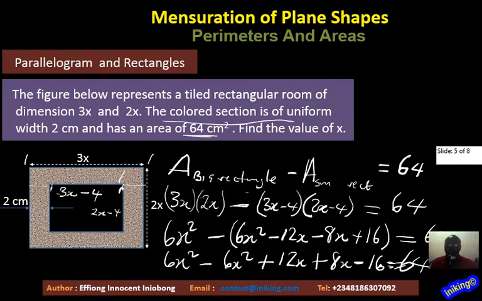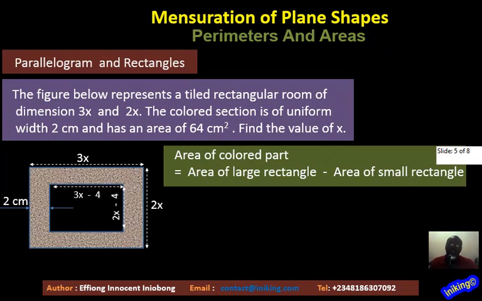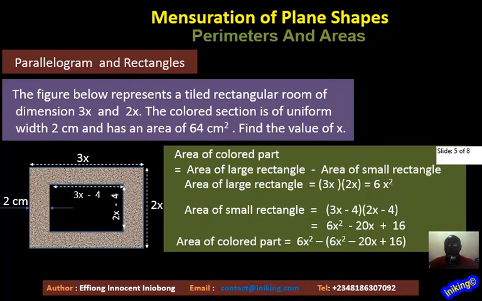Let's go to the next slide and see what we have there. So that's it, the area of the colored part will be area of large rectangle minus area of small rectangle, as we have just said. You can see there that the length of the inner rectangle is 3x minus 4, and the width of the inner rectangle is 2x minus 4. The area of the large rectangle is 3x times 2x, exactly what we did, and that's 6x squared. And the area of the small rectangle is the length times the width, and that gives 6x squared minus 20x plus 16.